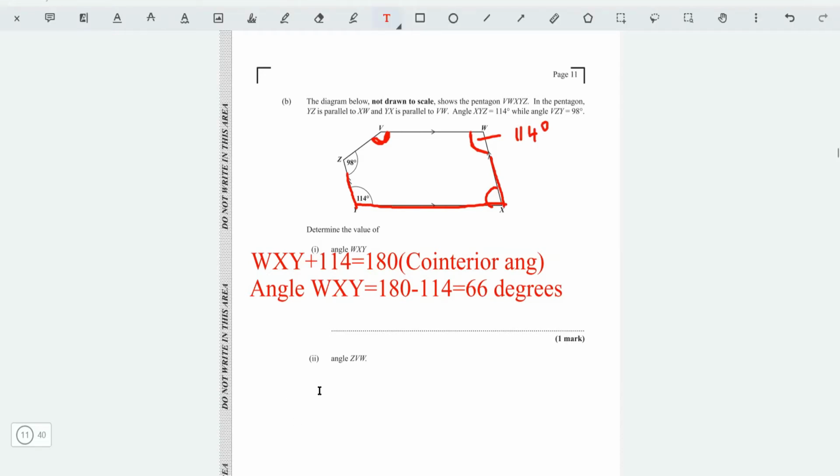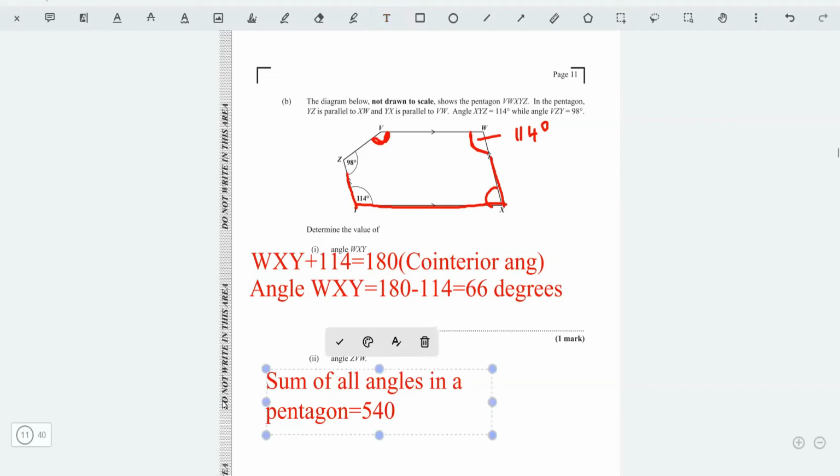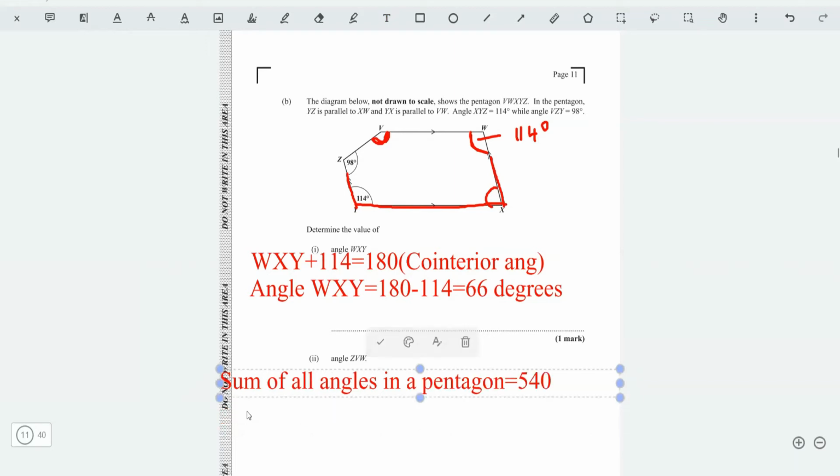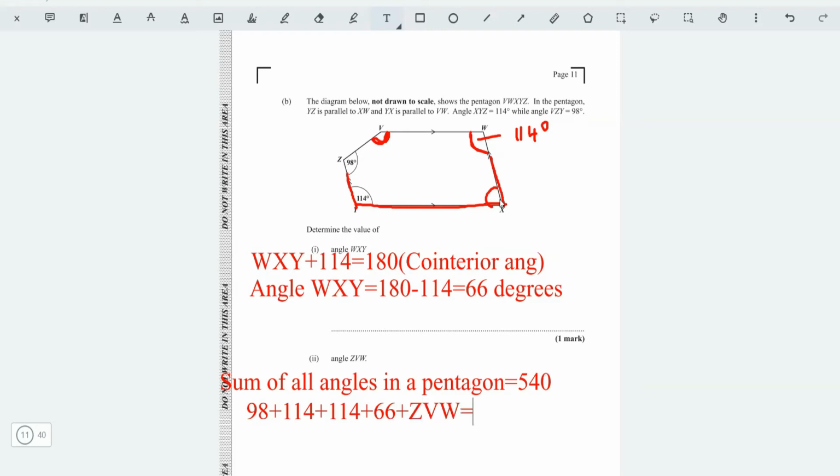The sum of all angles in a pentagon is 540 degrees. Since that is the case, we know all of the angles, so all you have to do is add them up. We can say 98 plus 114 plus 114 plus the angle here, which is 66, plus the angle we want, which is ZVW, equals 540.